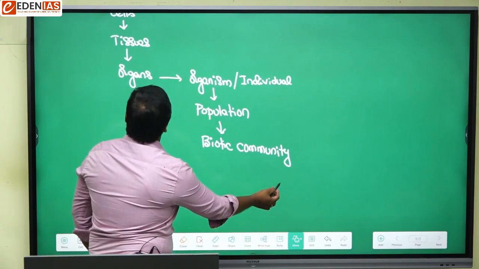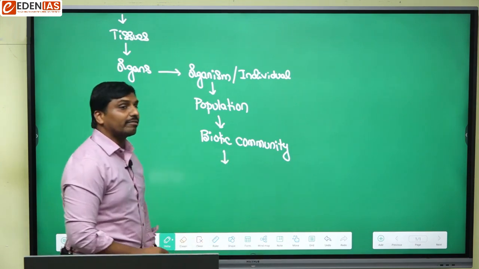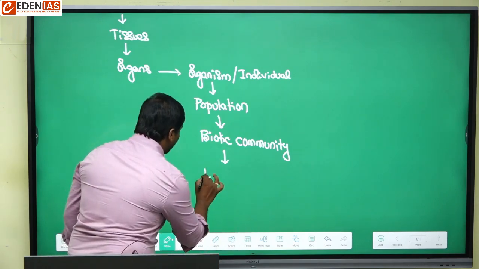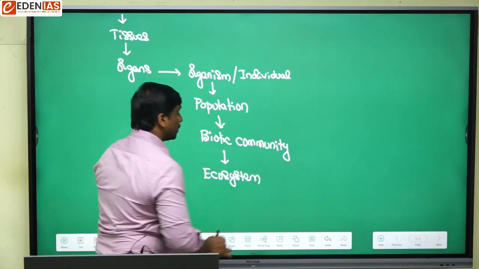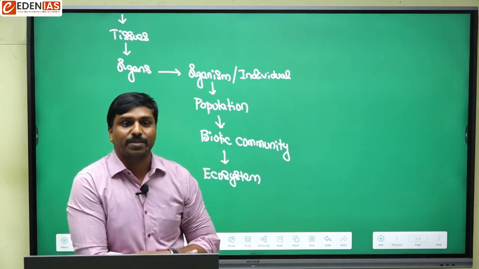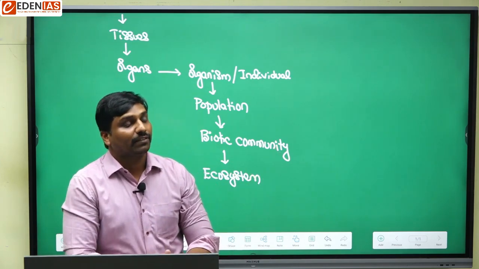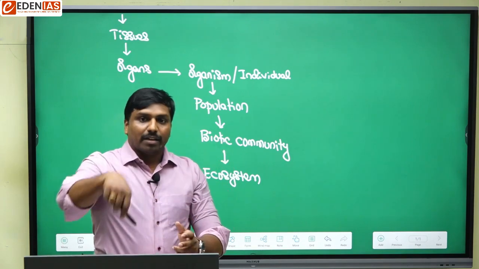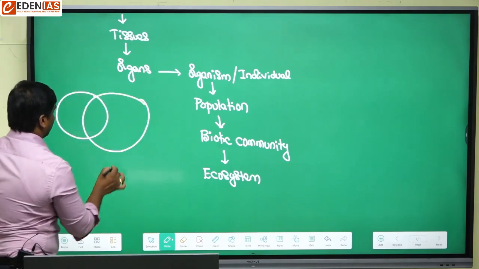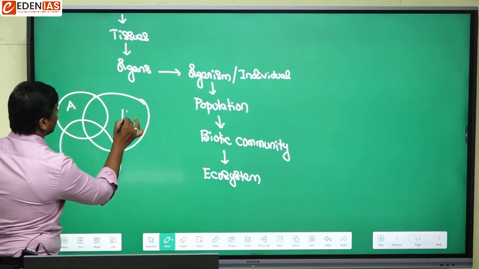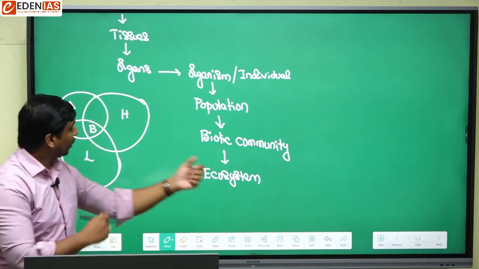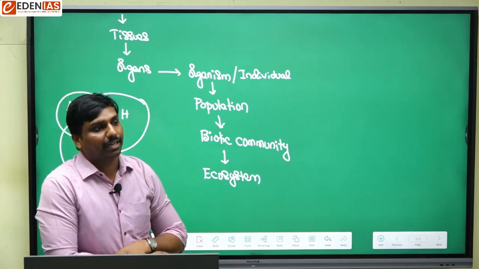When this biotic community is integrated with the surrounding physical environment, we get another level of ecology, that is the ecosystem. The ecosystem is the structural and functional unit of the biosphere. In geography you will study the biosphere. There are various layers on the earth: lithosphere, atmosphere, hydrosphere, and the area where all these coincide is the biosphere, where life exists. So the biosphere is the ultimate unit of study of ecology.